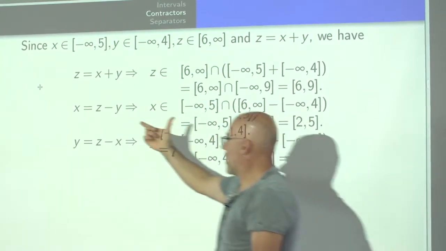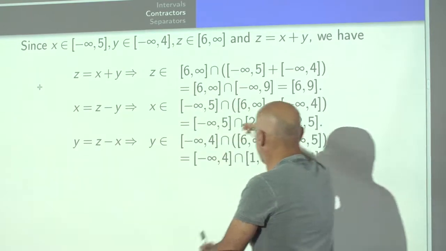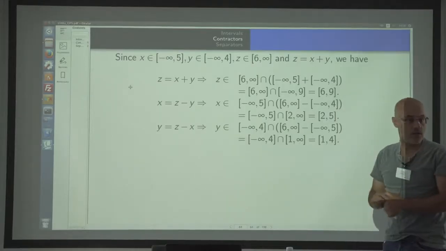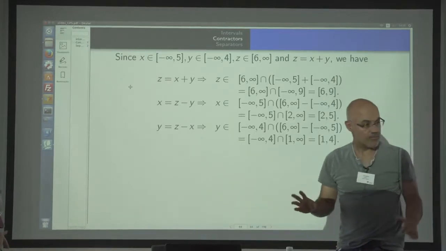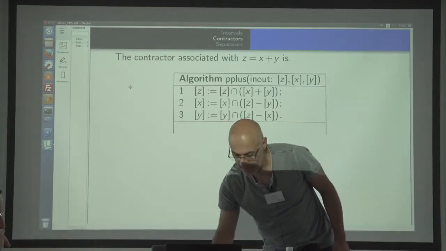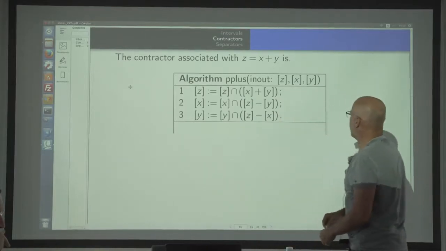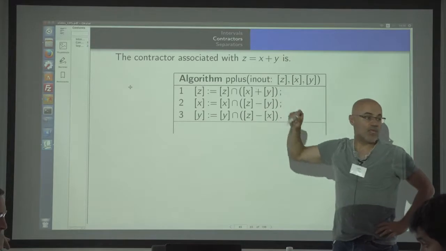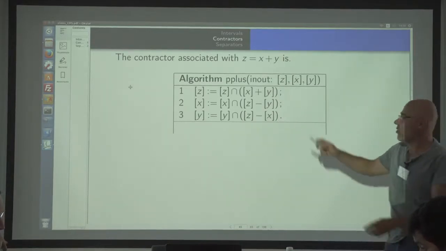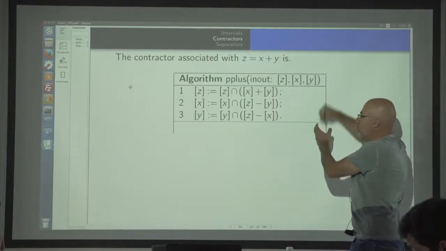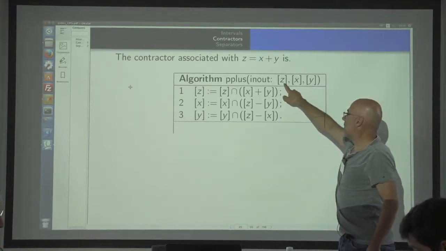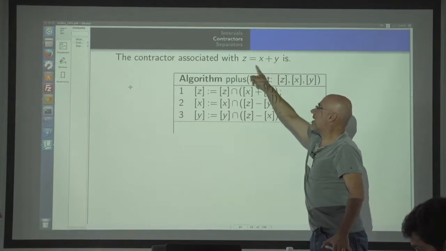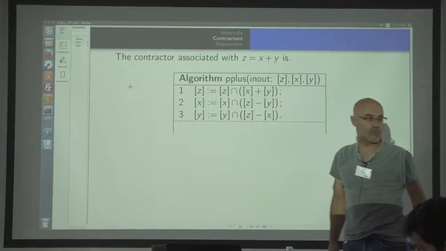Everything to contract an equation is related to interval analysis, interval computation. Is it okay for you? It's important. So, in fact, an equation for us will be transformed into a contractor, and a contractor corresponds to an algorithm. As an input and an output, I have all intervals corresponding to variables that are involved in the equation.